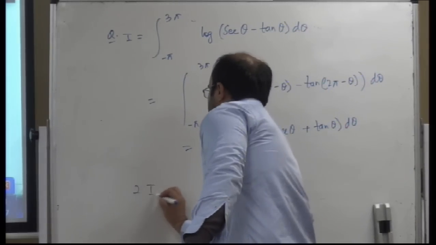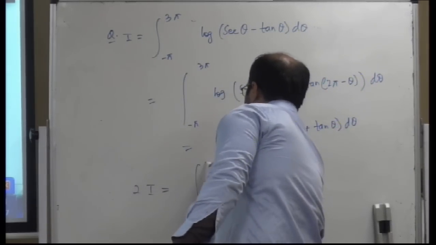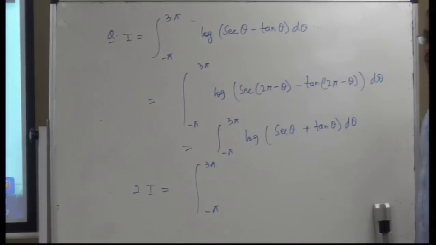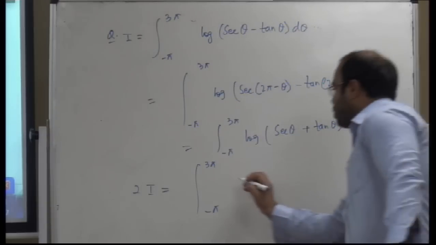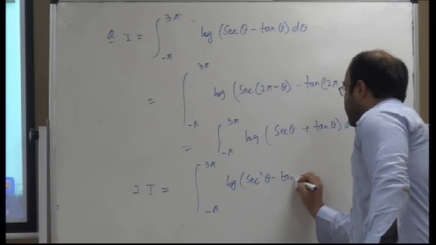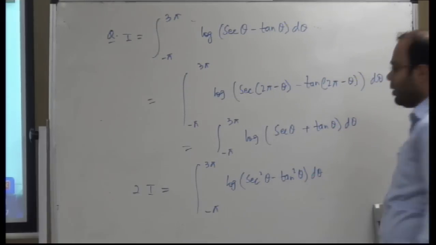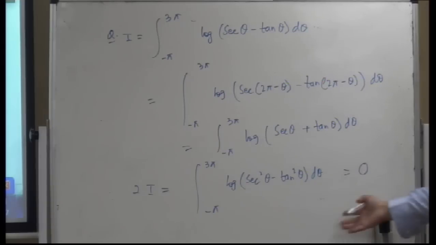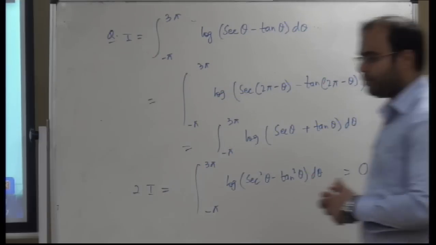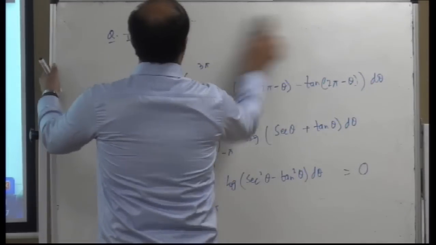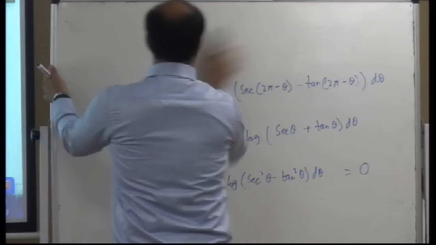2I equal to integral minus pi to 3 pi, and add these two. So the log, the value inside the log will get multiplied. So this would become log of sec square theta minus tan square theta. And what is sec square theta minus tan square theta? That is 1. And log 1 is actually 0. So whatever the limit you will put, it doesn't matter. You will get 0 eventually. Again, last question based on this property.